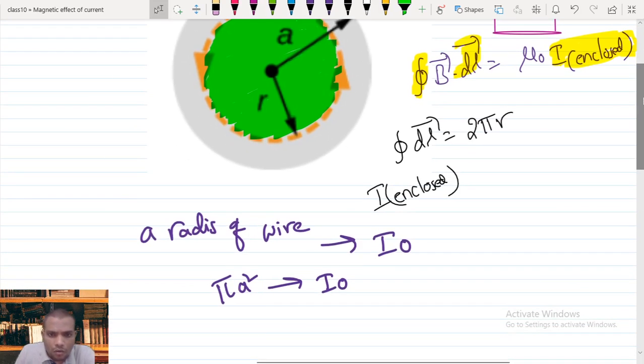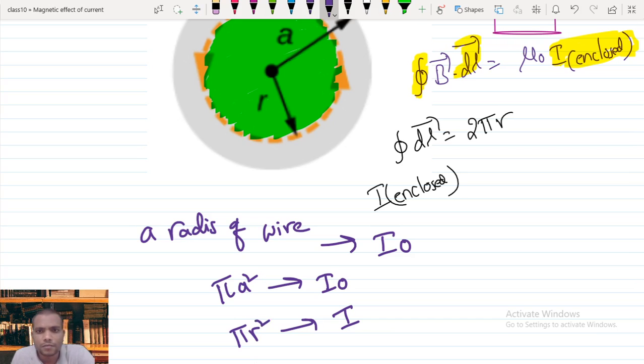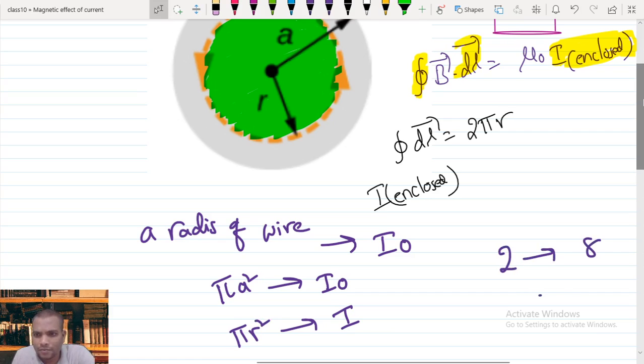Now how much is the amount of current flowing? In this case I will take this as I, just I you can take it. How much current is flowing through an area of pi r square? It's just like a chocolate problem. Suppose for 2 rupees you are getting 8 chocolates. So for 1 rupee, how many chocolates will you get? Just like that you will do the cross multiplication.